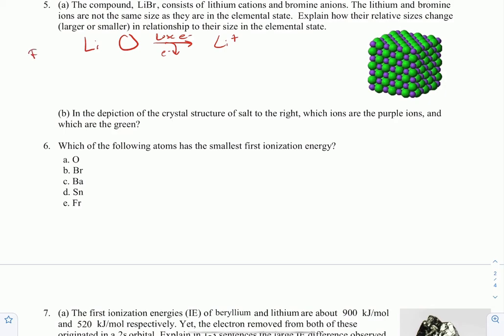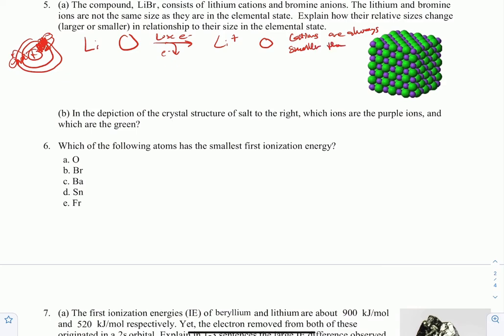If I think about the nucleus of lithium, and I've got these valence electrons out here, the pull on one of these electrons is now not distributed between two electrons, it's distributed only to one. And so now it's pulling it really, really tight. Now it's going to pull in that electron super tight, and so it's going to turn smaller. So cations are always smaller than their elemental forms.